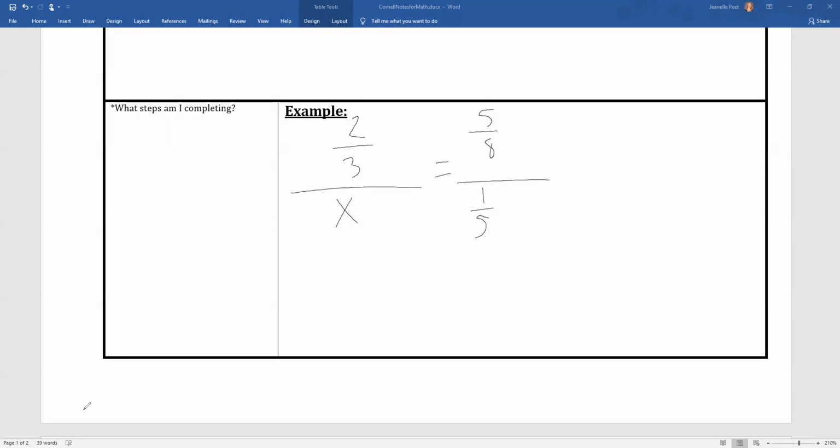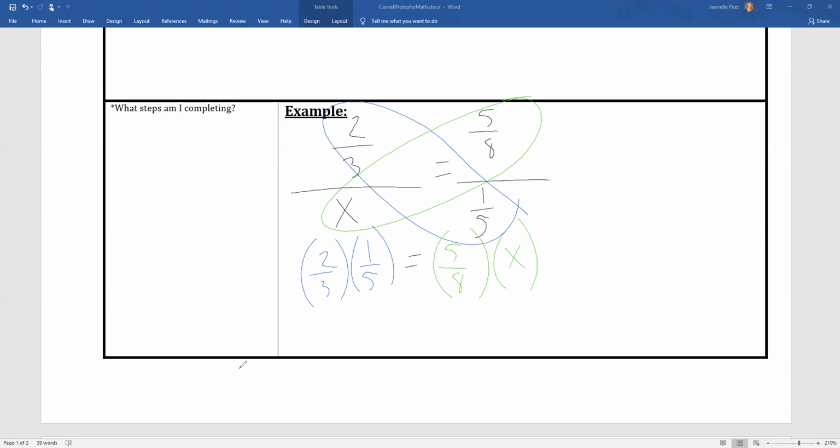So I'm just going to take a colored pencil and show that I'm multiplying this. So I'm going to have 2 thirds times 1/5, and we're going to set that equal to 5/8 times my unknown. Okay?